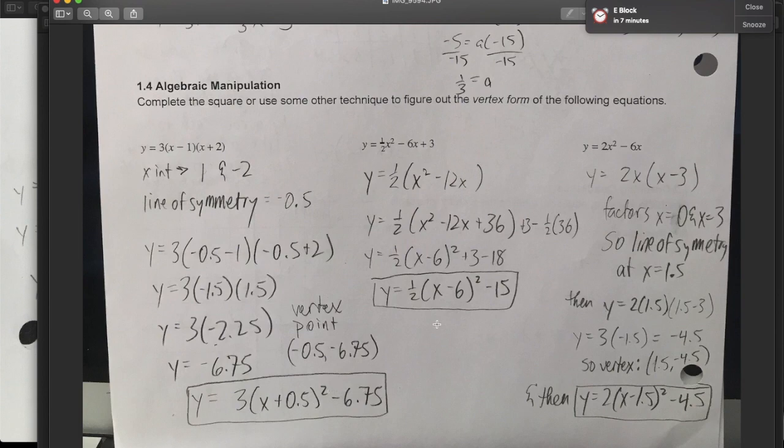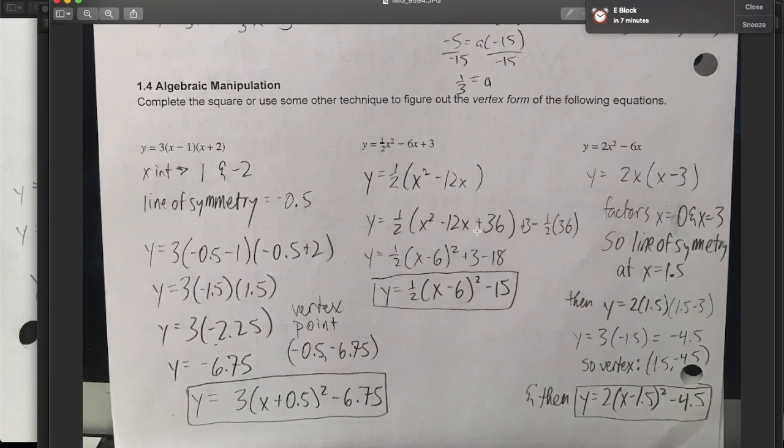Okay, the next one, fairly straightforward. I pulled out a 1/2 x. I should have added a plus 3 over here. I just forgot to add it in this step, but it's okay because we have it down here. But anyways, pull out a 1/2 from the 1/2 x squared and the minus 6x, so we get 1/2 times parentheses x squared minus 12x.